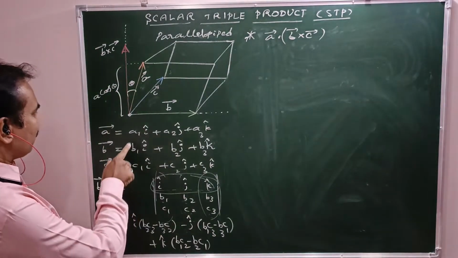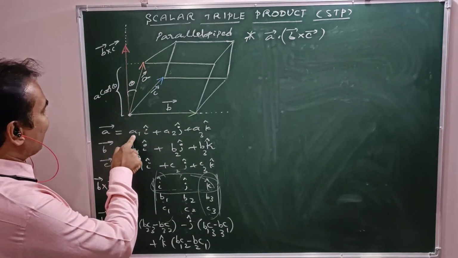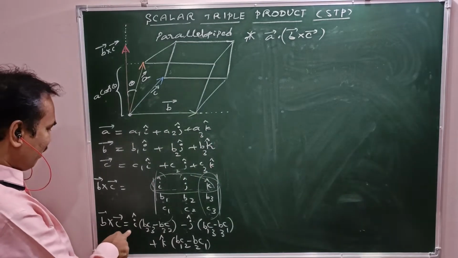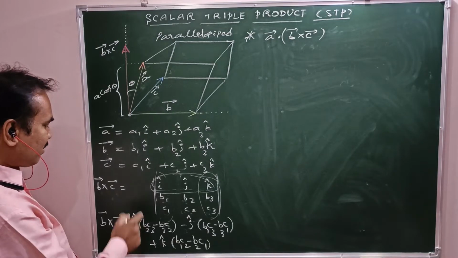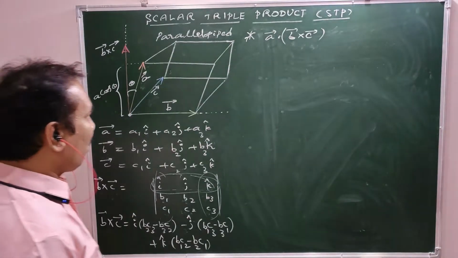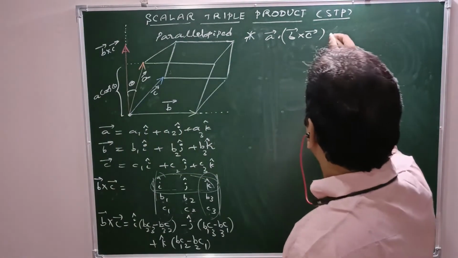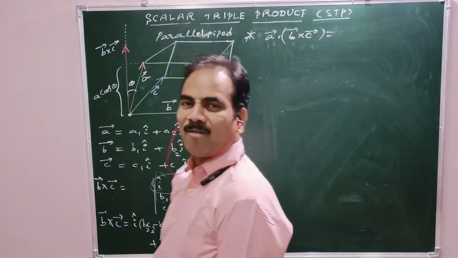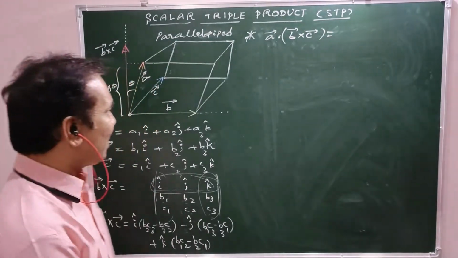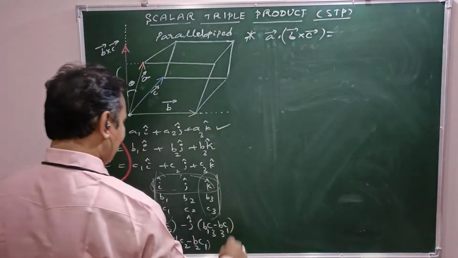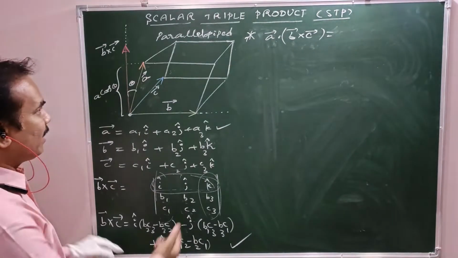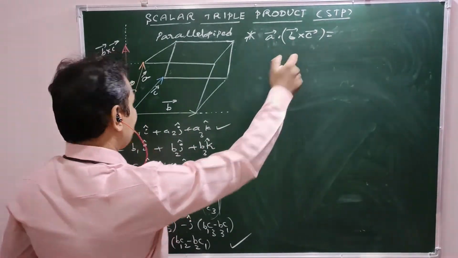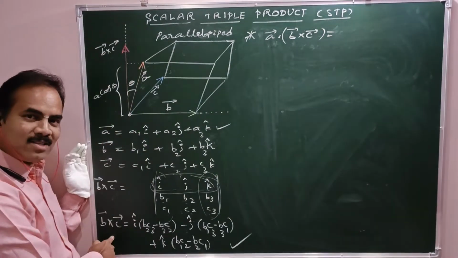What is the vector A bar? A1i plus A2j plus A3k. What is the vector B bar cross C bar? This is B bar cross C bar. Right? Now A bar dot product. How to find the dot product? Sum of product of similar components. See, multiply. This is A bar. This is B bar cross C bar. Take the dot product of these two vectors. So we have A bar, we have B bar cross C bar.